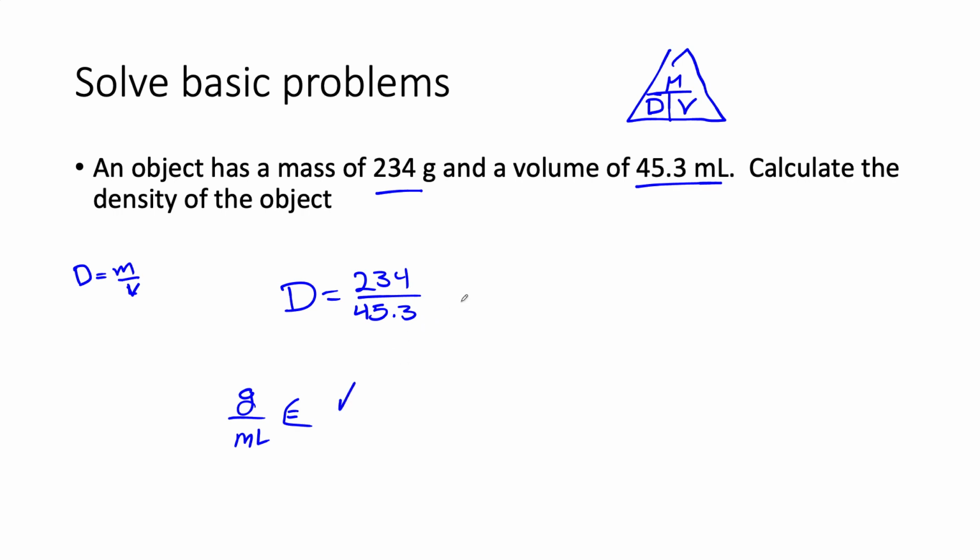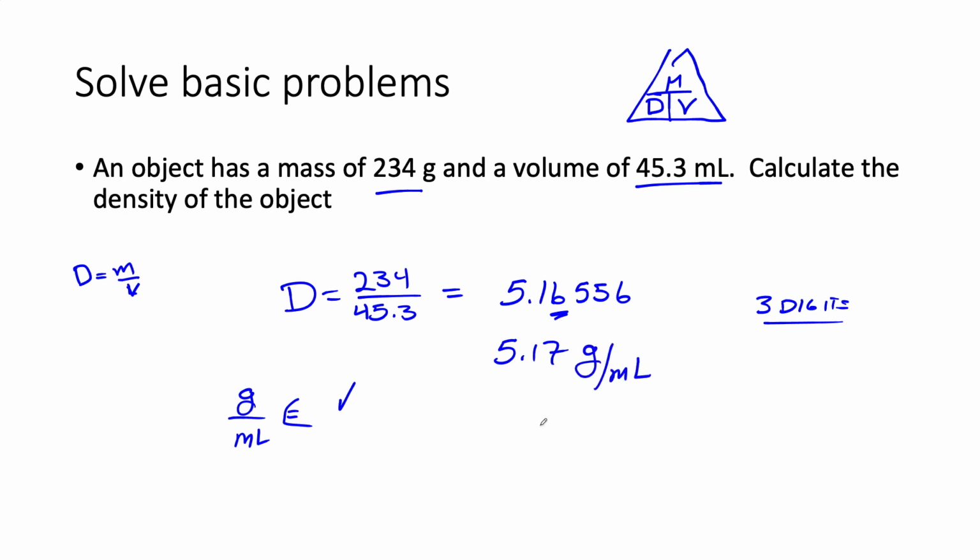This is good. So we get our calculators out, use your phone or your computer. 234 divided by 45.3, and you should get a number of 5.16. If I go out a couple more digits, it's going to be 556. Now, I don't want all these numbers. What I would love to see is 3 digits. We'll talk about significant figures and significant digits in the next couple of chapters, but round this to 5.17. And this is grams per milliliter. Hopefully that makes sense.